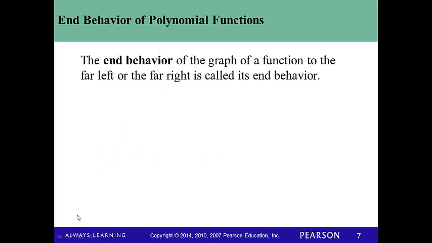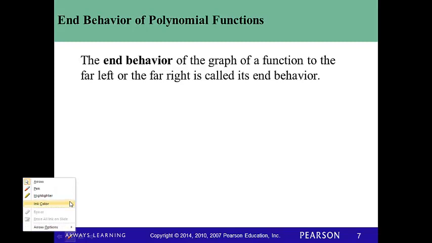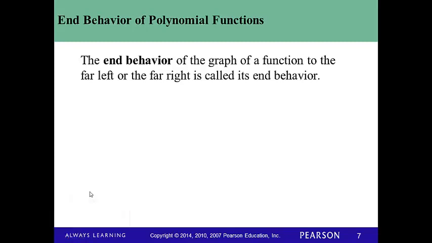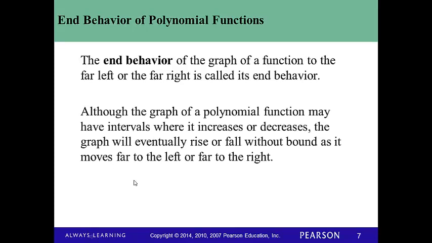All right, now let's move forward. The end behavior of polynomial functions. The end behavior of a graph of a function to the far left or to the far right is called the end behavior. So basically, you're looking at how the graph tails off to the left and tails off to the right. Although the graph of the polynomial function may have intervals where it increases or decreases, the graph will eventually rise or fall without bound as it moves to the far left or the far right.